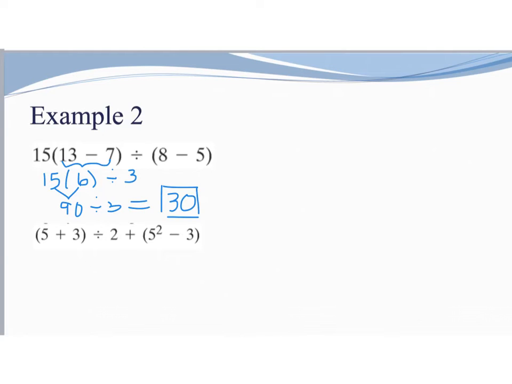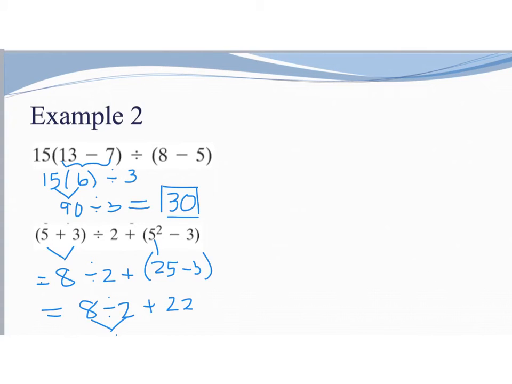For the second example, I'm going to simplify my parentheses first. So this is going to give me 8 divided by 2 plus, now inside of my parentheses, I have an exponent, so this is going to give me 25 minus 3. So now I have 8 divided by 2 plus 25 minus 3, which is really 22. The next order of operation I have to do then would be the division. So 8 divided by 2 is 4 plus 22 will actually give me an answer of 26.